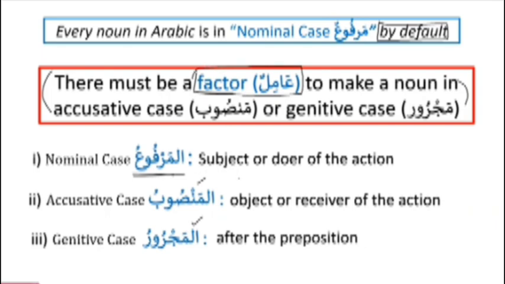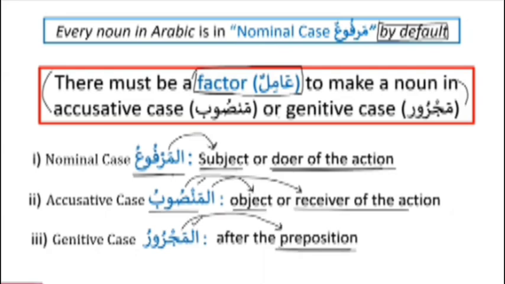and these are the things that we need to know, that al-marfu' means that the noun is either a subject, or it is the doer of the action. As of now, the only thing that we need to know is that the noun is either a subject or the doer of the action. And when it is mansub, it is an object or the receiver of the action. And al-majrur always comes after a preposition.